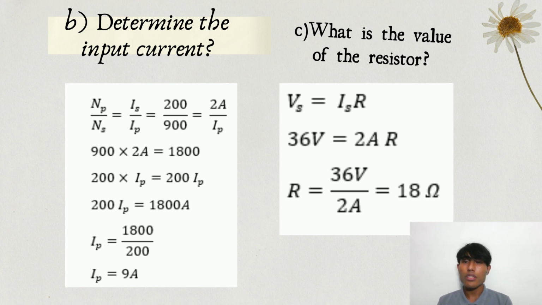We want the value of the resistor, so we will use the formula V secondary equal to current secondary times R resistor. For the voltage secondary, we know the value, which is 36 volt, equal to current secondary, which is 2 ampere, times R. We want the value of the resistor, so the value of R we don't know yet. To know the value of R, we divide 36 volt per 2 ampere equal to 18 ohm.